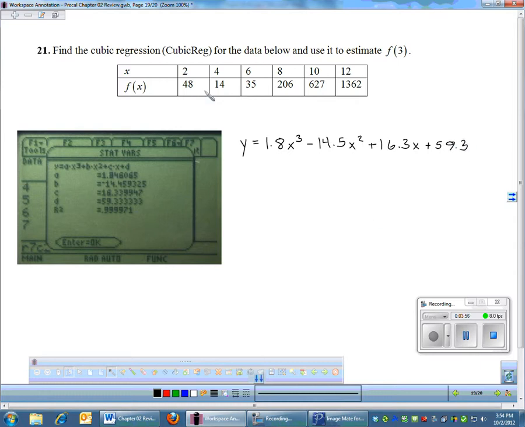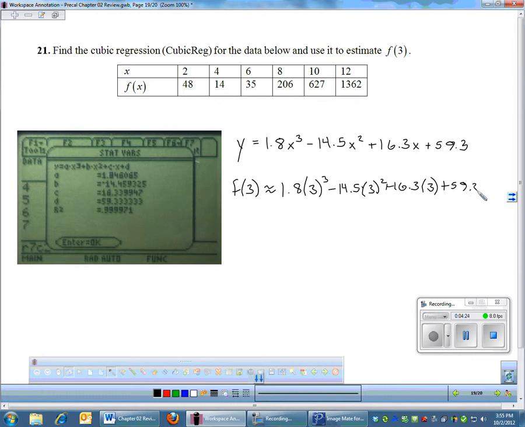So there's my function, and we use it to estimate f of 3. My function, I should say that's f of x, or whatever, I'll say y. So my function at 3, f of 3, is going to be approximately 1.8 times, and I'll just plug in 3 for all the x's, minus 14.5 times 3 squared, plus 16.3 times 3, plus 59.3.